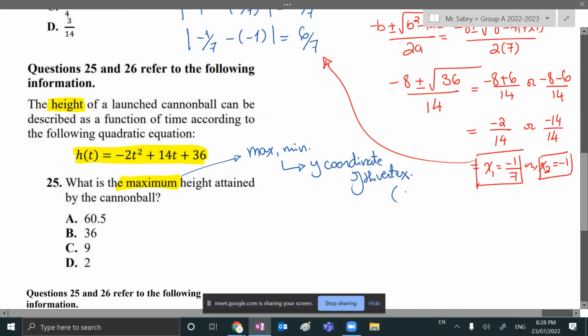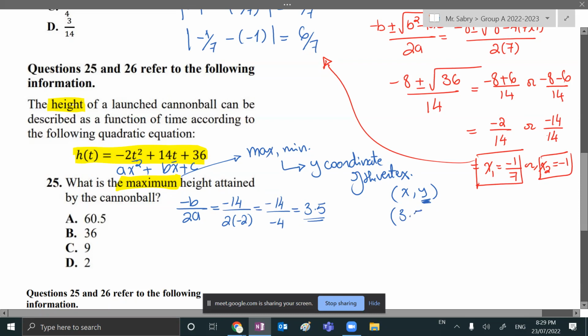So this means we need to find the vertex and actually get the y coordinate of that vertex. This is the maximum. How do we find the vertex given that this is in the standard form? We do negative b over 2a, which is negative 14 over 2 times negative 2. That results in negative 14 divided by negative 4, which is 3.5. Take this 3.5 and substitute it again into the equation to get the y coordinate.